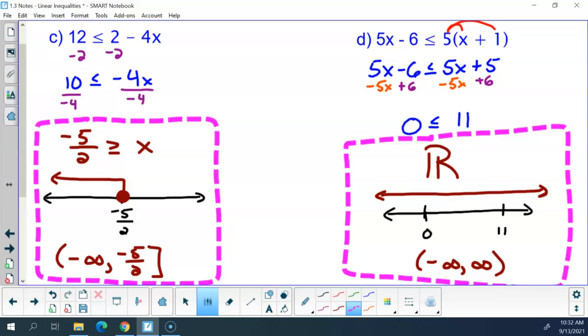It's less than or equal to 0, which still is true.